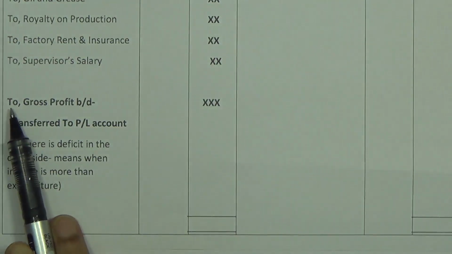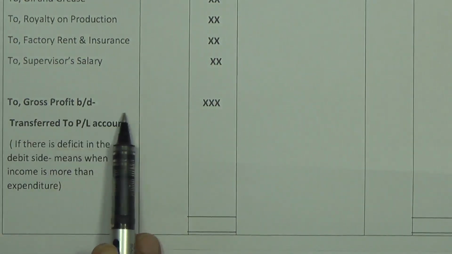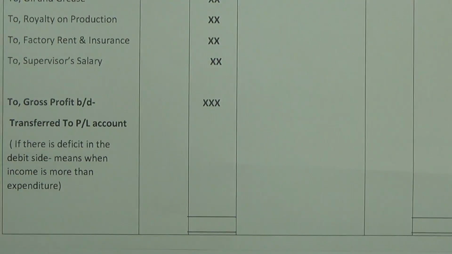That will be on your debit side, to gross profit brought down, which will be transferred again to the PL account. Please maintain the format of the paper in a neat and correct manner. Use scale and pencils, please, for drawing lines.